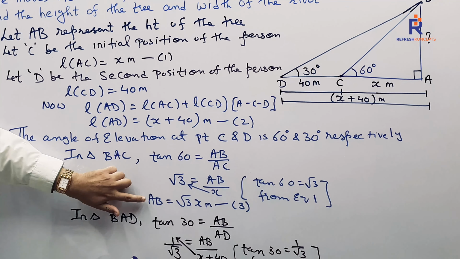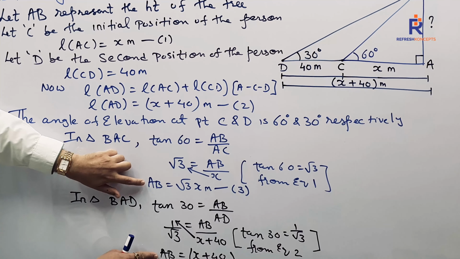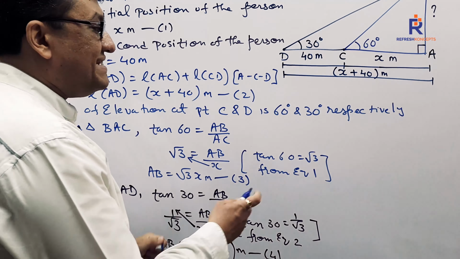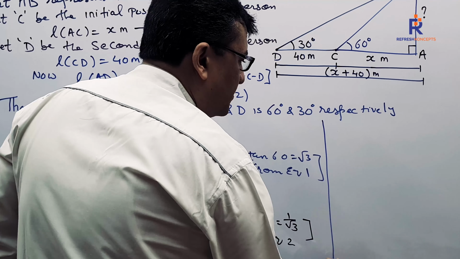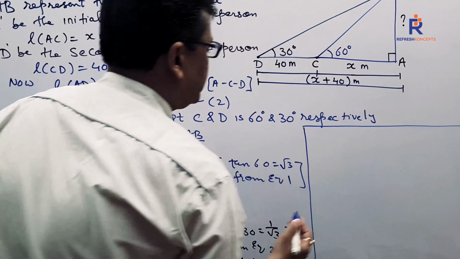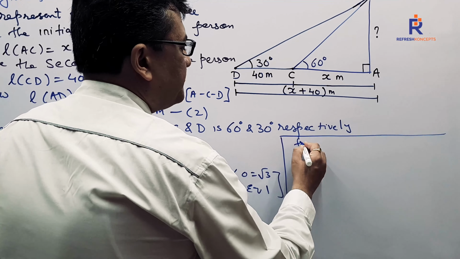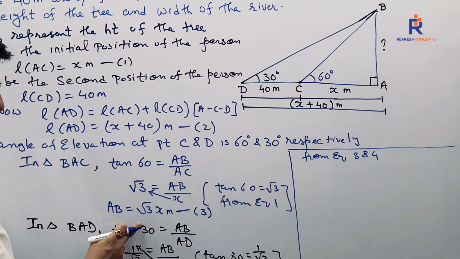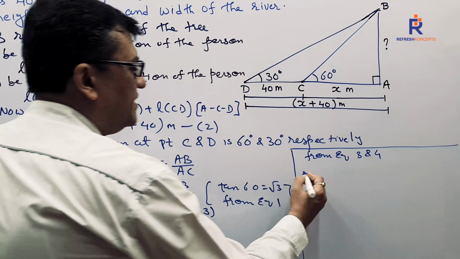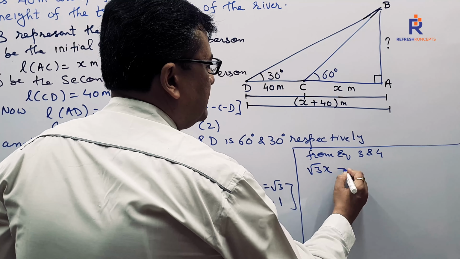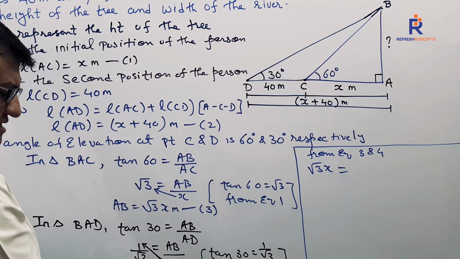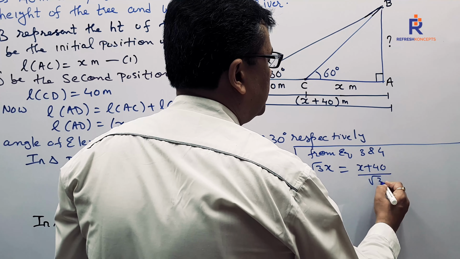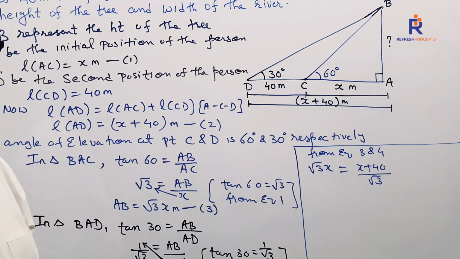Try to get equation in terms of common side. Both the equations are same. I can easily compare them. So I'll simply go further with my answer from equation 3 and 4. Both are talking in terms of AB. I can very well equate them. Can I say root 3x is equals to x plus 40 by root 3.